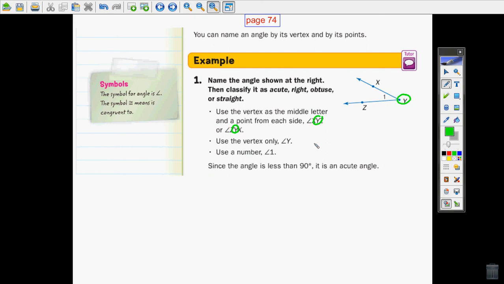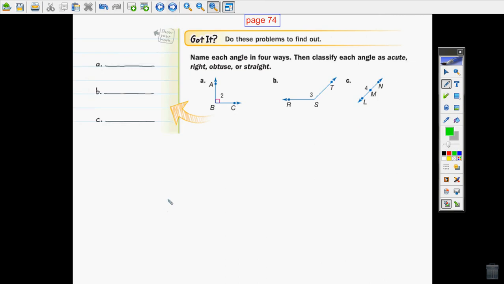It makes it easy if you just name the angle by the vertex. We can just call this angle Y, and if it's numbered as it is here, we can just call it angle 1. Last but not least, since the angle is less than 90 degrees, it is an acute angle. So in the example, we've named the angle in several different ways and classified the type of angle that it is. Let's go ahead and do some examples. You may want to pause the screen for a minute or two, do them on your own, and then review them.